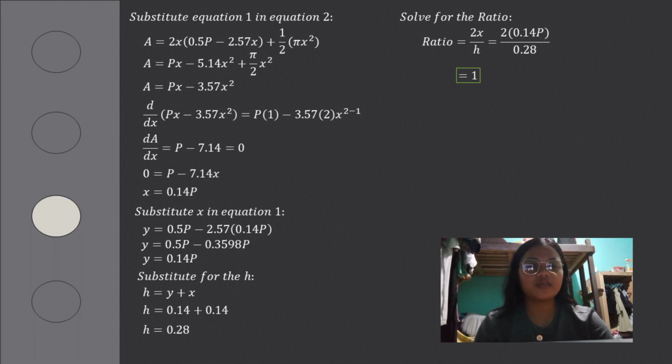So, substitute for the h. H equals y plus x. H is equal to 0.14 plus 0.14, and we all know that it will result to 0.28. So, to solve for the ratio, it is equal to 2x over h equals 2 times 0.14P over 0.28. So, ang answer overall is 1.